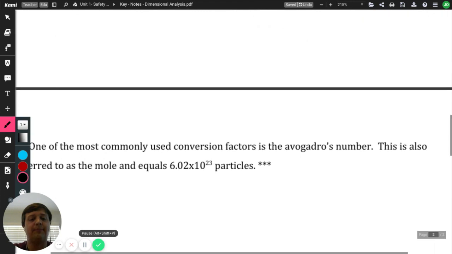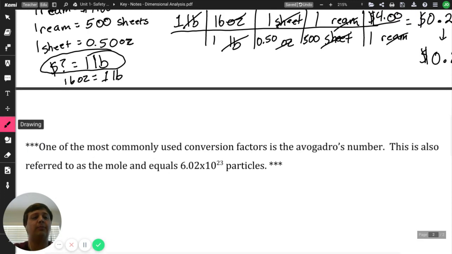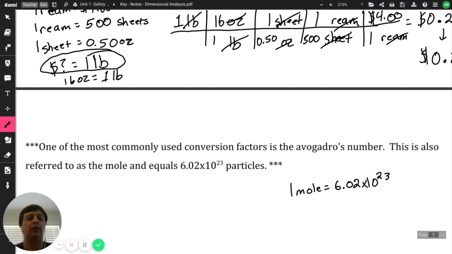Before we finish up, one final thing that I did want to point out, and this is because it is so common in chemistry, I wanted to point it out now because we'll use it later. But one of the most common conversion factors that we use in chemistry is Avogadro's number. This is also referred to as a mole. Okay, so 1 mole is Avogadro's number. 1 mole equals 6.02 times 10 to the 23rd particles. Okay, it's a really, really big number, but I did want to point out that conversion factor.